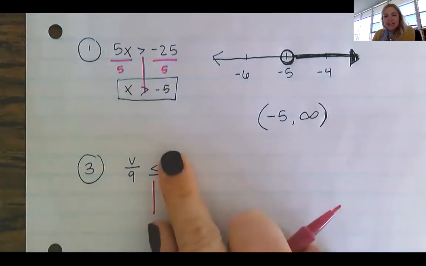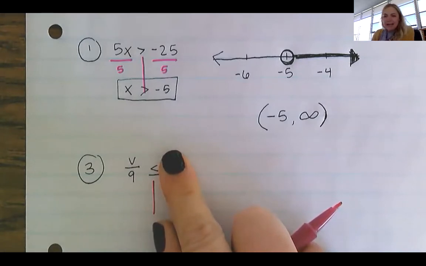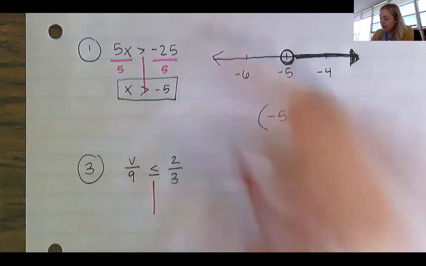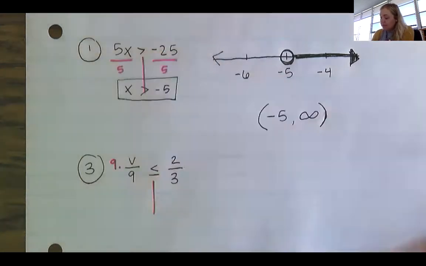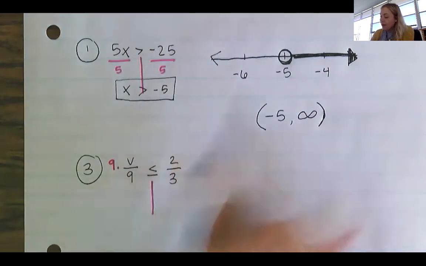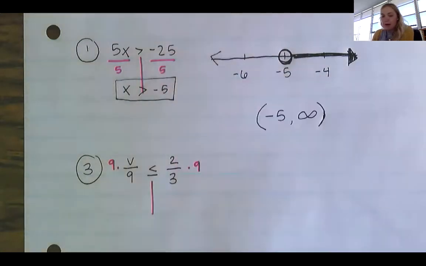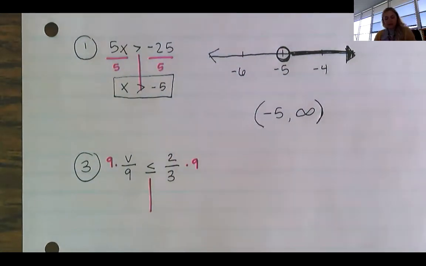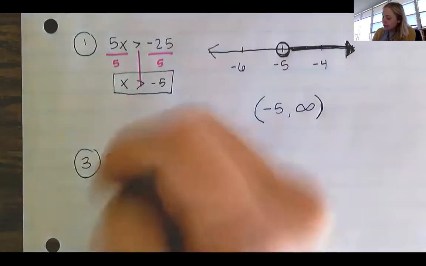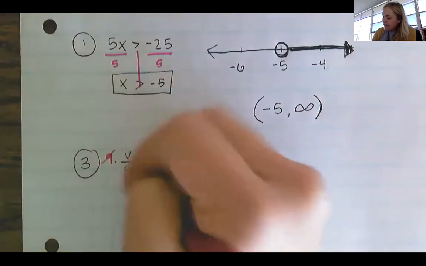I'm going to cover up the side that doesn't have a v. So v is being divided by a positive 9. To undo dividing by a positive 9, I would multiply by a positive 9 on the left side. Then on the right side, I'm also going to multiply by a positive 9. Now on my calculator, I can type in 2/3 times 9. And what I get for that, these are gone, and I get v.